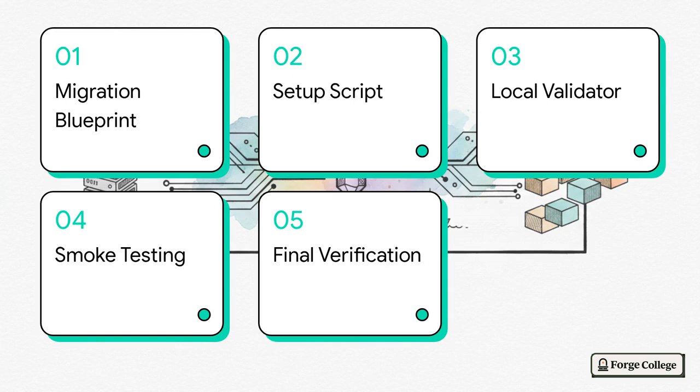First up, the migration blueprint. Next, the reproducible setup. Then, firing up the local validator. Followed by smoke testing the setup. And finally, our final verification steps.